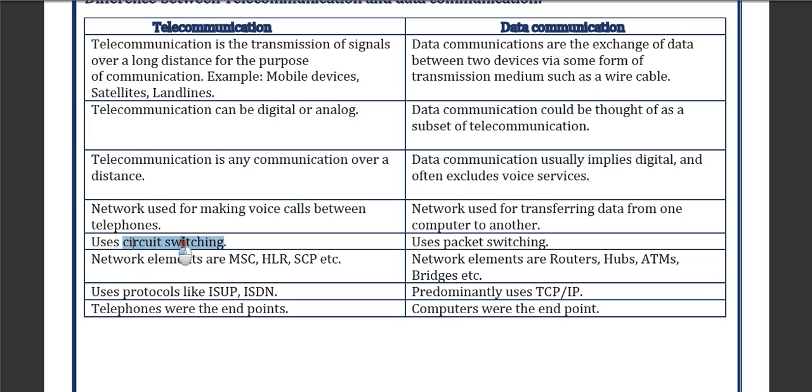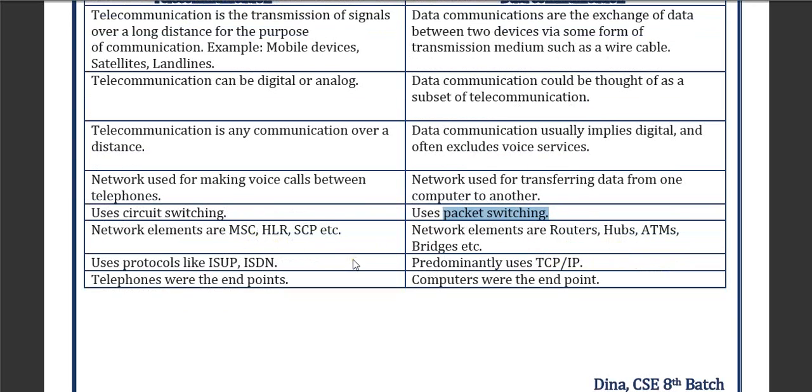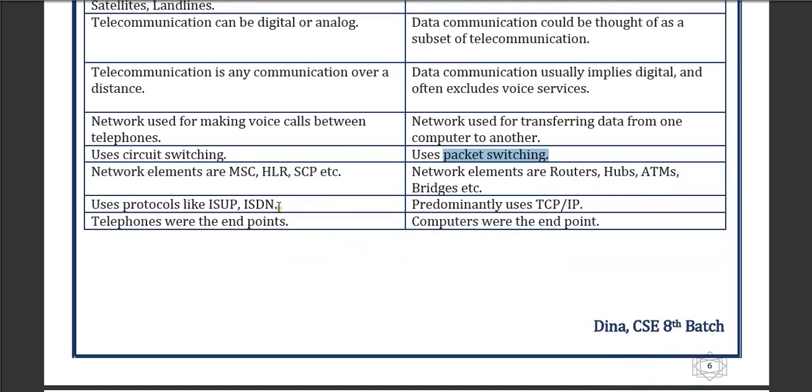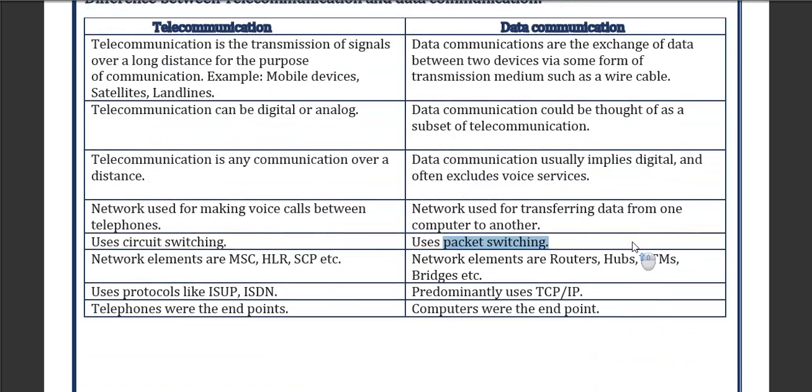In telecommunication we use circuit switching, but in data communication we use packet switching. Network elements in telecommunication are like HLR, SPC, etc., and in data communication we use network devices such as router, hub, bridge, etc. Protocols used in telecommunication are like ISDN, and in data communication the protocols are TCP/IP. Telephones are the endpoints in telecommunication, but in data communication computers are the endpoints. So you can take a snap of this difference.